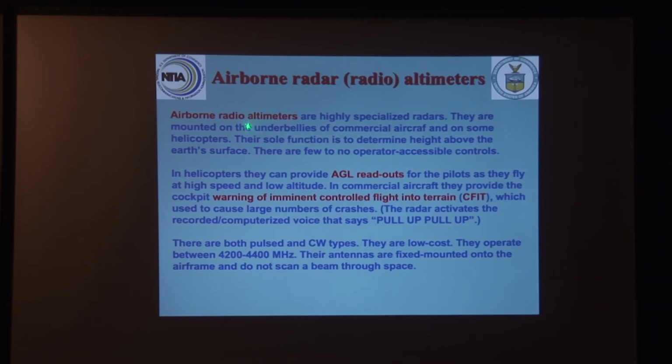And so these airborne radio altimeters are very simple. They're mounted down in the belly of commercial airliners and also in helicopters, and they monitor the distance from the ground, and they monitor the rate at which the ground is being approached. And if you're too close to the ground and you're approaching the ground too fast, it activates this "pull up, pull up, pull up, pull up, pull up" alarm. They operate between 42 to 4400 megahertz.